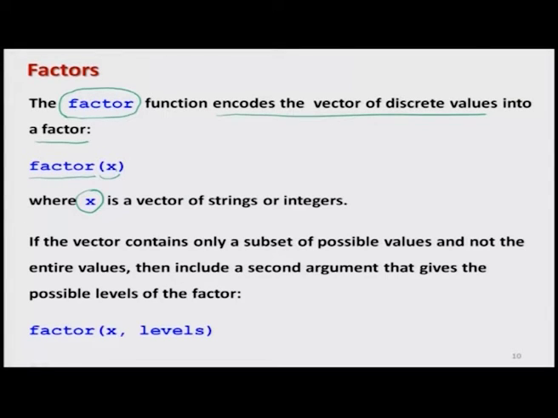Now, there are several possibilities. In case the vector contains only a subset of possible values, not all the values, then we include a second argument, and this second argument gives the possible labels of the factor. This is denoted by the syntax factor, and inside the brackets the vector of strings or integers, say x, followed by another argument, labels.